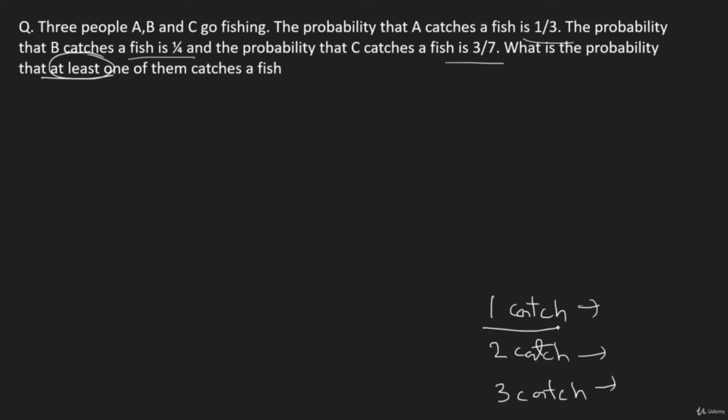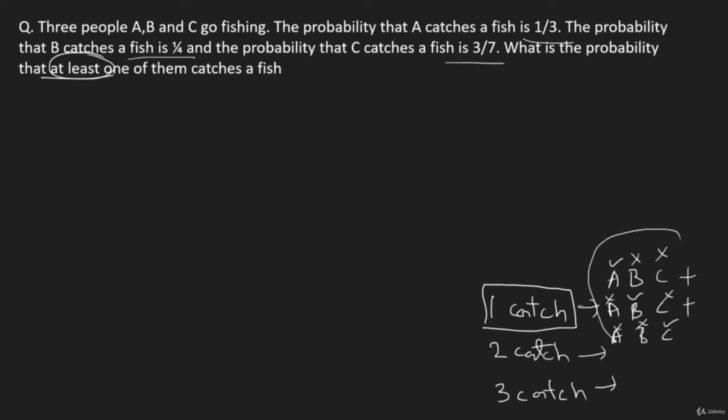So over here, when we want to find the scenario where 1 catches a fish, it could be that A catches a fish, B does not catch a fish, and C does not catch a fish. Or it can be that A does not catch a fish, B catches a fish, and C does not catch a fish. Similarly, it can be that A does not catch a fish, B does not catch a fish, and C catches a fish. So there are these 3 cases for this one over here. Similarly, there will be multiple cases in the other scenarios as well. So this is a lengthy process to solve this question.